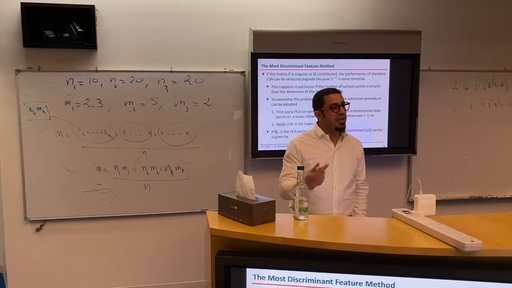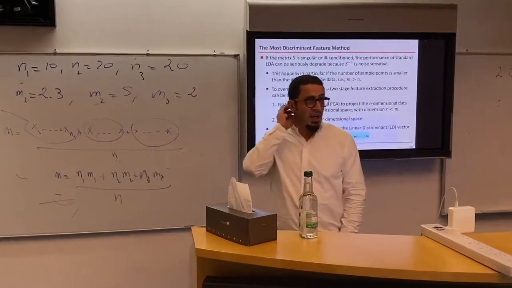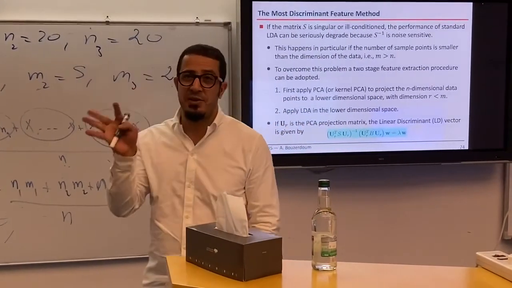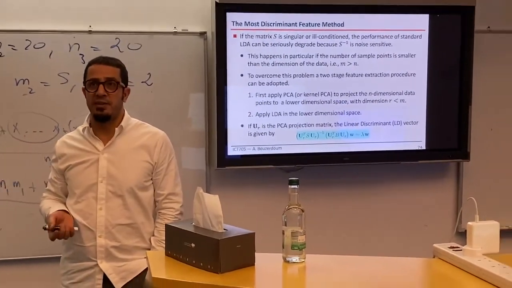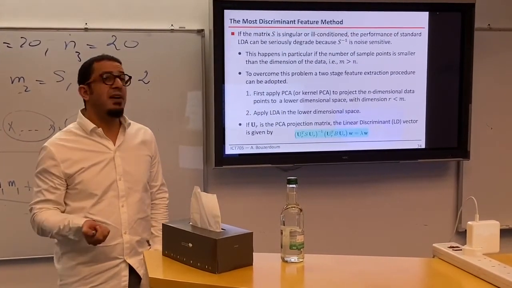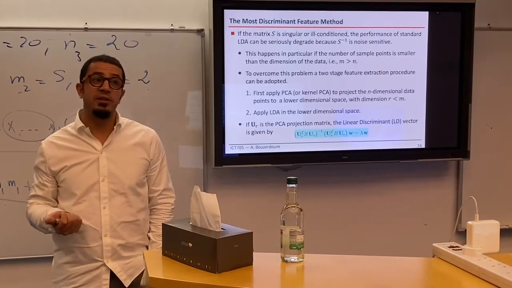Okay? Now sometimes when you do the calculations you hit a technical issue. S minus 1, you cannot find it. What does it mean? It doesn't have an inverse. How can we solve this issue?